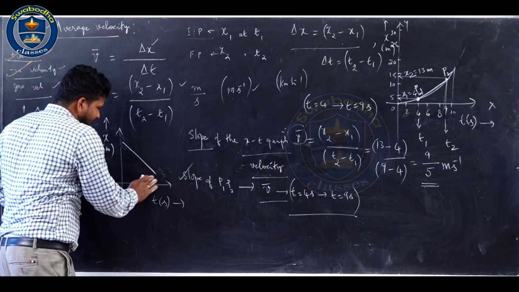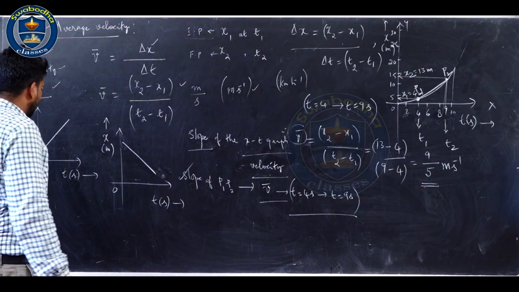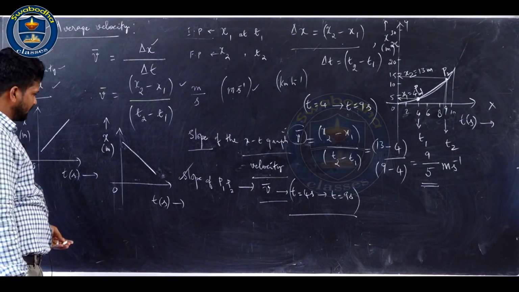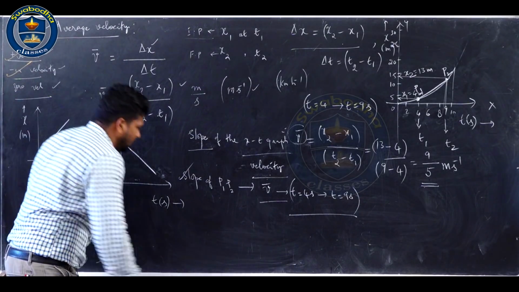Okay, it's a straight line. Straight line with negative slope. This represents a body having negative velocity. Next, a body having zero velocity.